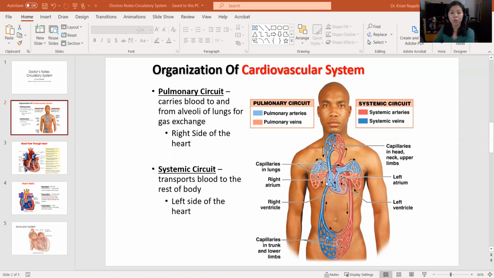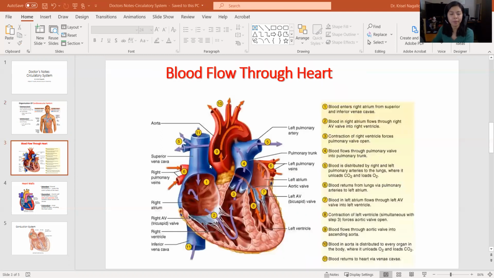So in general, what happens is blood will always start in the atrium. We have two of them. And then we also have two ventricles, which are located inferior to those atria. There's going to be a left and right atrium, and then a left ventricle as well as a right ventricle. So here we see the four chambers, or rooms, of the heart.